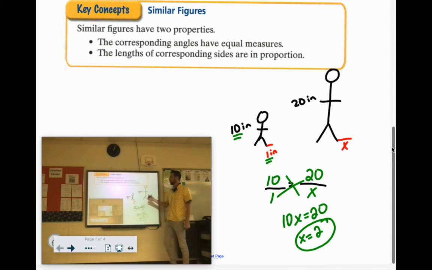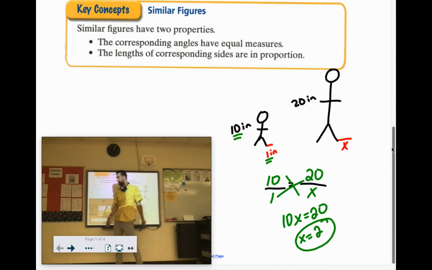So they're not always going to be that, like, oh, this one's twice as big. It might be like, oh, this is 3.5 times as big. So if you can set up the proportion, it actually makes it pretty easy.